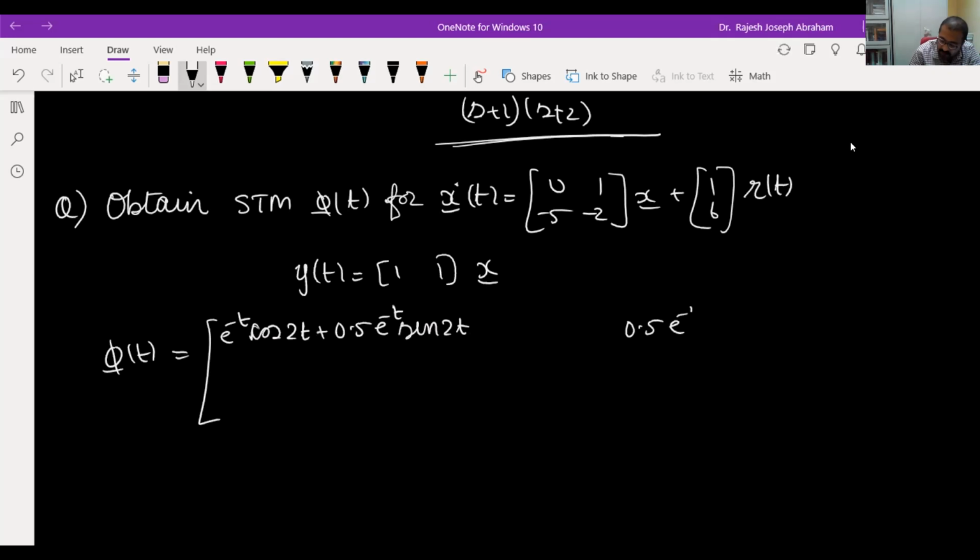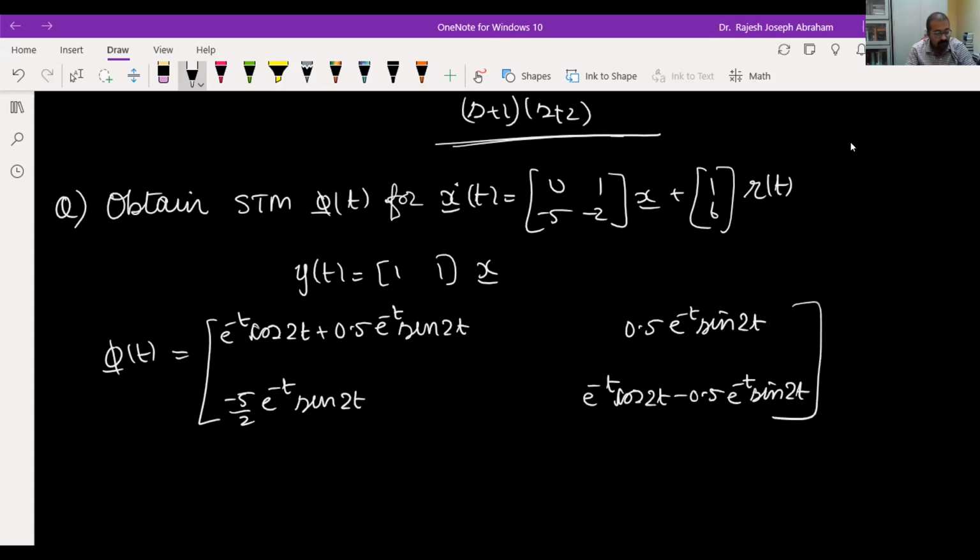0.5 e raised to minus t sin 2t, minus 5 by 2 e raised to minus t sin 2t. Finally, e raised to minus t cos 2t minus 0.5 e raised to minus t sin 2t. Okay, so this will be the state transition matrix for this particular problem, right?